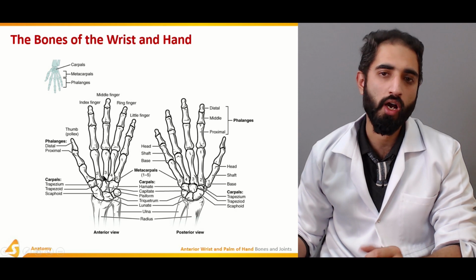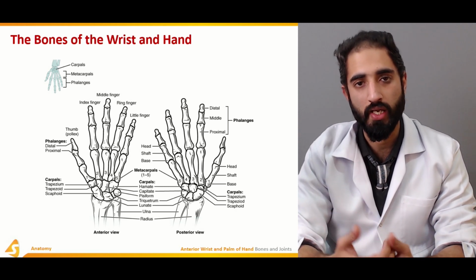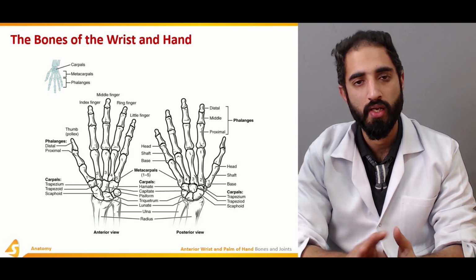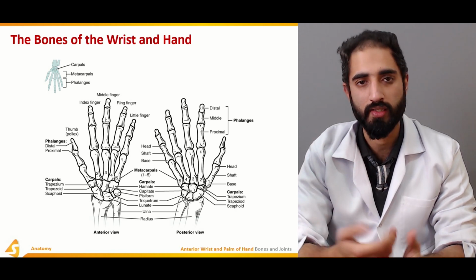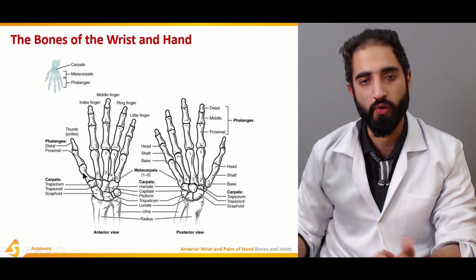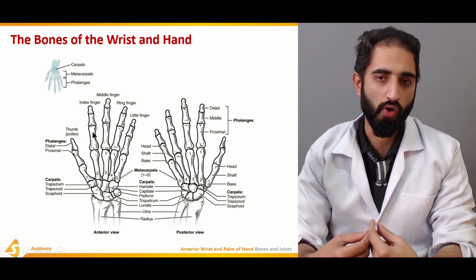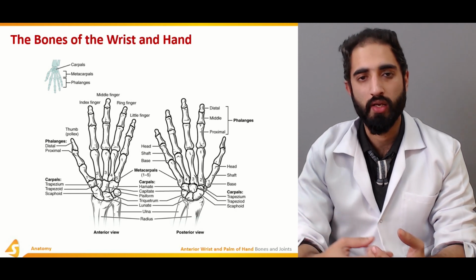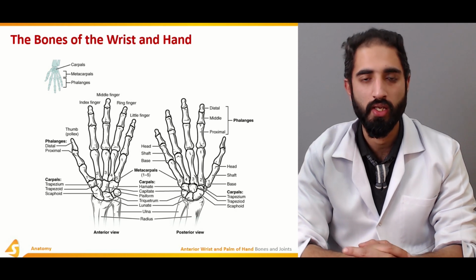We have the first metacarpal, which is the metacarpal for the thumb, and then we have the second, third, fourth and fifth. So second to fifth are for the first to fourth finger, or we can say the second to fifth digit. So the first metacarpal is for the thumb and the second to fifth are for the fingers. The first finger or the second digit and the index finger are the same thing. So if I say first finger, that is the index finger, or if I say the second digit, that is also the index finger.